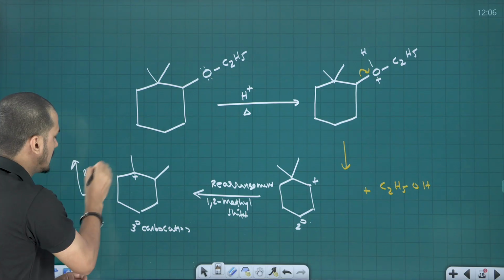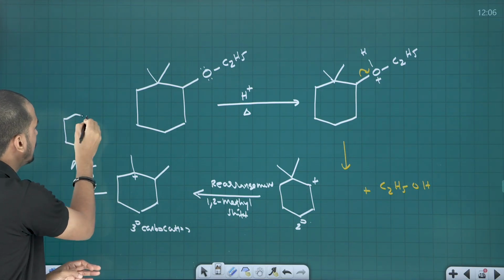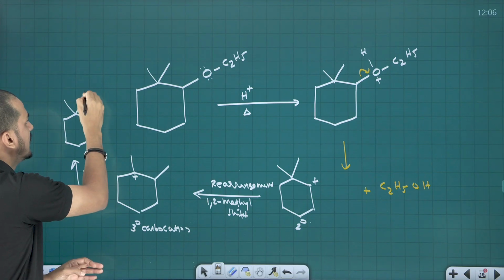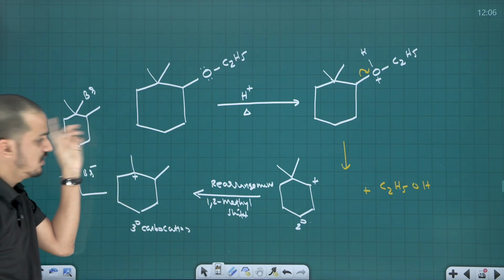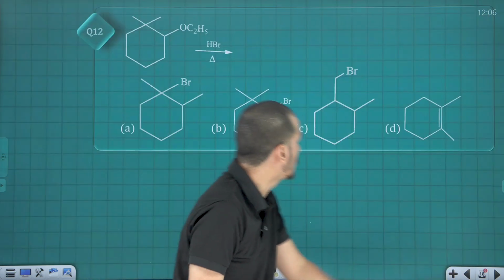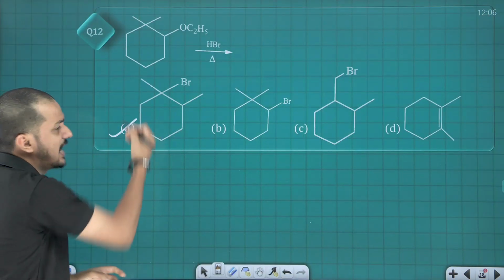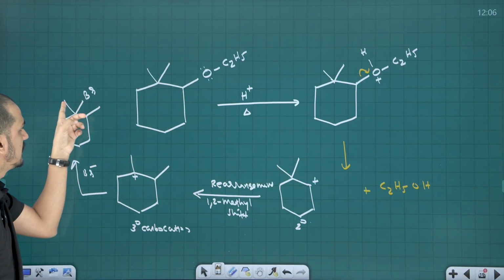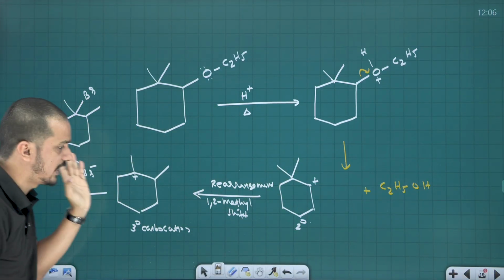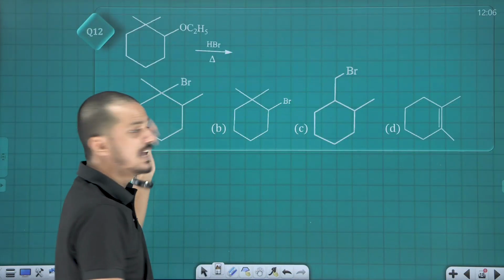Then after that, your Br minus will be added. So what will you get? See, here cyclohexane will be there, here one methyl group, here Br, and here one more methyl group will come. So what's the answer? You can see Br is coming here, with the methyl group. So option A is the correct answer. You got the point? That's the correct answer for that one. Option A is correct.